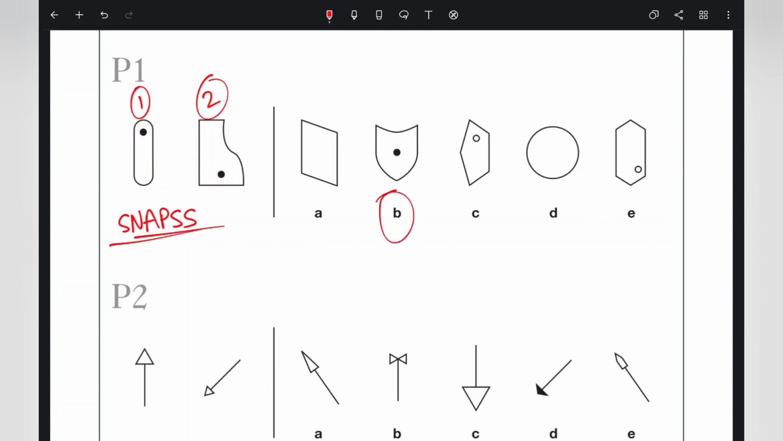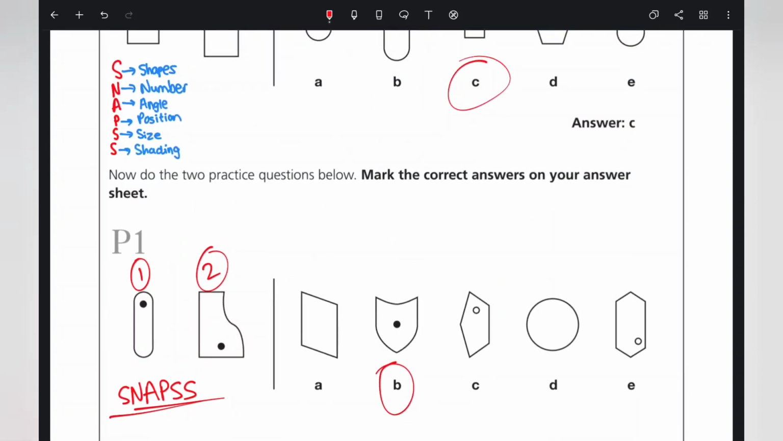If we consider SNAPS here, that would of course fall under your SNAPS criteria. It does cover and actually overlap with a few of them, to be fair. The first one could fall under number, so the number of dots. It could fall under shading because, again, the dot is shaded in. So the next one in line after 2 would be B.